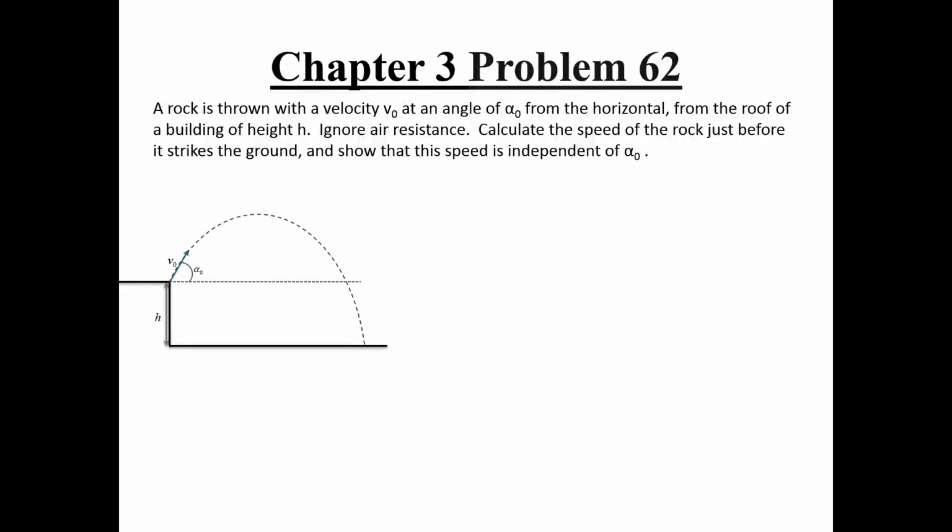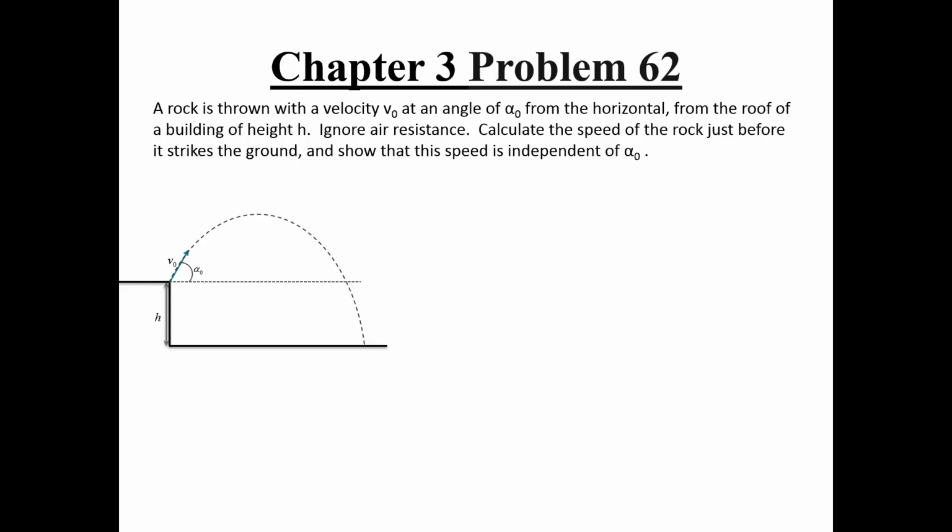This video will cover a solution guide to problem 62 from chapter 3. A rock is thrown with a velocity v0 at an angle of alpha naught from the horizontal from the roof of a building of height h. Ignore air resistance. Calculate the speed of the rock just before it strikes the ground and show that the speed is independent of the angle.